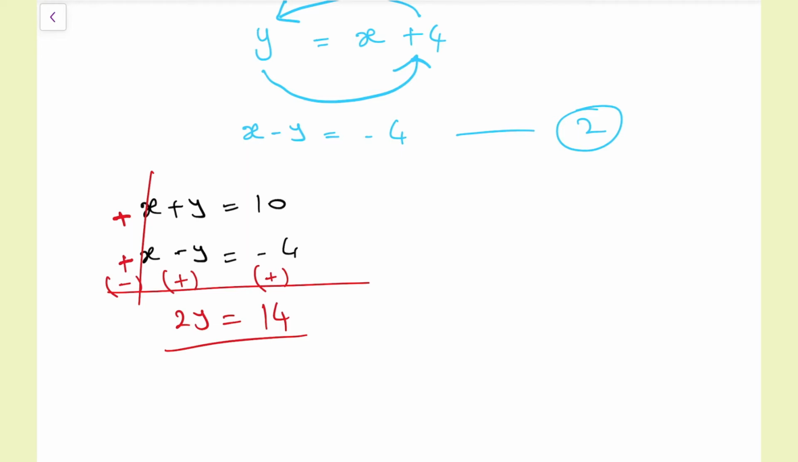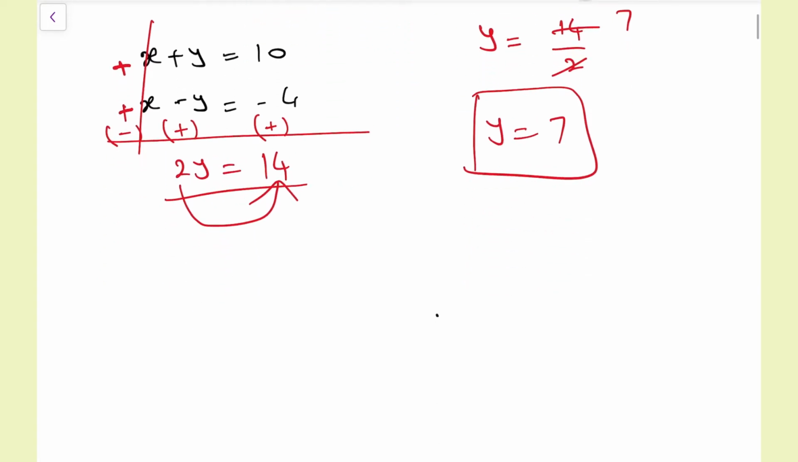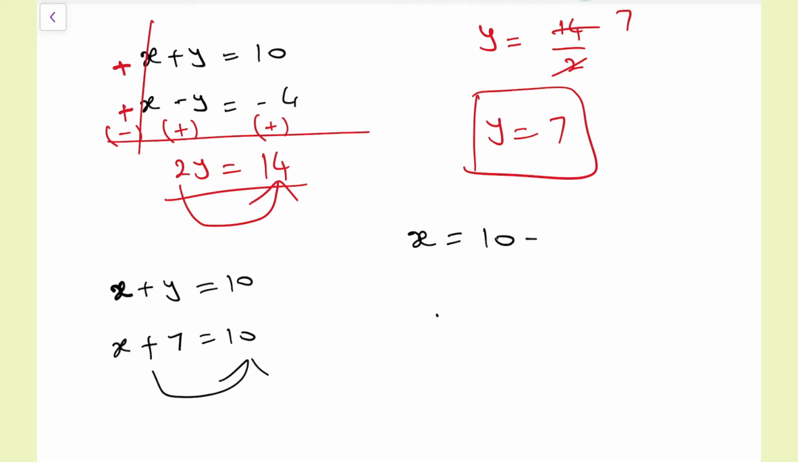2Y equals 14, then what will be the Y value? So take 2 to the right side. Y equals 14 by 2. 2 7s are 14. Y equals 7. Let us substitute this Y value in any one of the equations. So first equation I am taking, that is X plus Y equals 10. X as it is plus, in the place of Y, 7 equals 10. Take plus 7 to the right side. So we will get X equals 10 minus 7. Then X equals 3. So X value we got as 3 and Y value we got as 7.